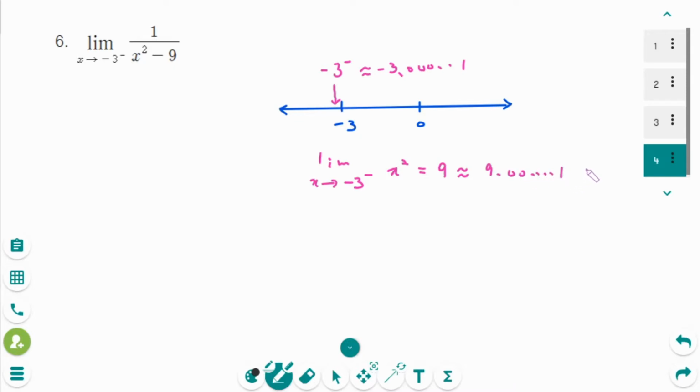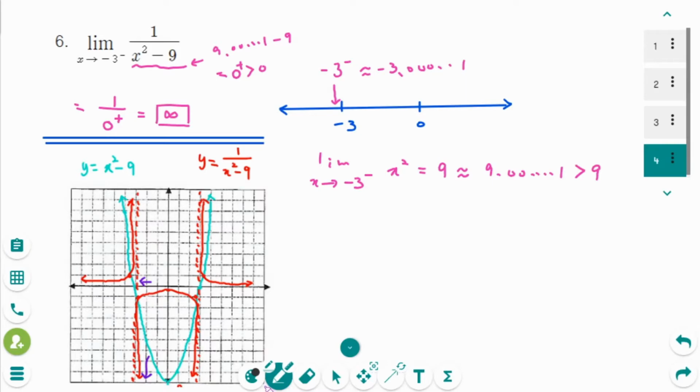9.00001 is greater than 9. So this value is 9.00001 minus 9, which is 0, but it's actually greater than 0, which is 0 from the right side. So it's 1 over 0 from the right side. The final answer is infinity.